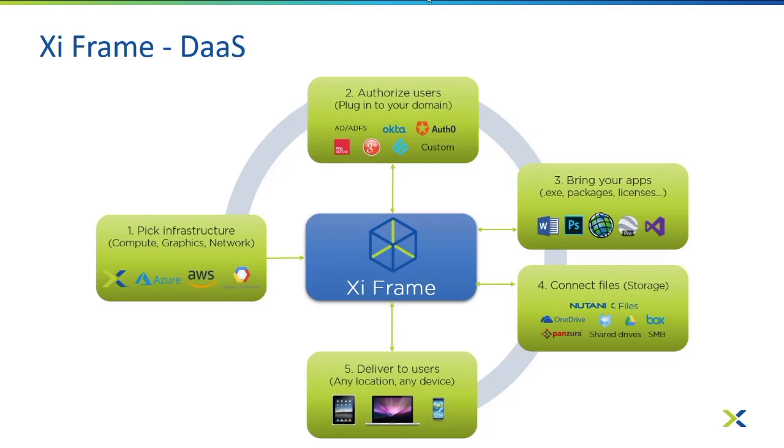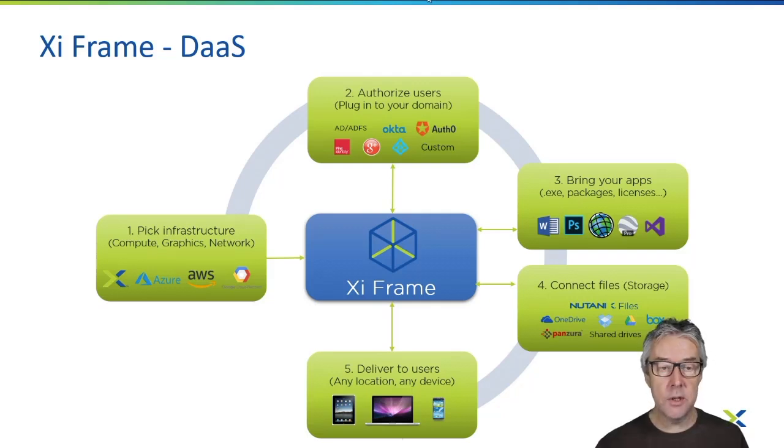Then the final part of the solution that we talked about when it comes to EUC or VDI is desktop as a service. So XiFrame, again, we saw this in the first session, that's our desktop as a service offering. The idea behind it is customer choice in each of these steps. So you pick your infrastructure, your compute, your graphics, your networking components. You authorize those users, so the subsystems used to authorize users. So Okta, for example, Active Directory or Active Directory Federation Services. So essentially any SAML type authentication subsystem.